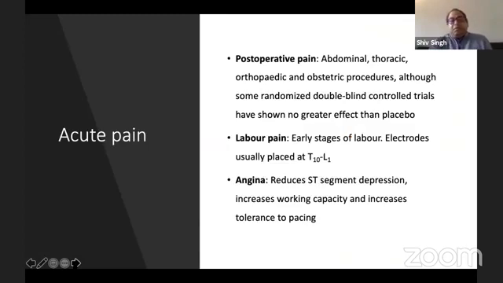So it has been used for both acute pain and chronic pain. So postoperative pain, abdominal, orthopedic, obstetric, and so on. It has been used for labor pain for quite a lot of years. So especially in the early stage of labor, electrodes are placed at T10 to L1 level. It has also been used for management of vaginal pain, and it is known to reduce ST segment depression and help in the working capacity and tolerance to pacing in patients.